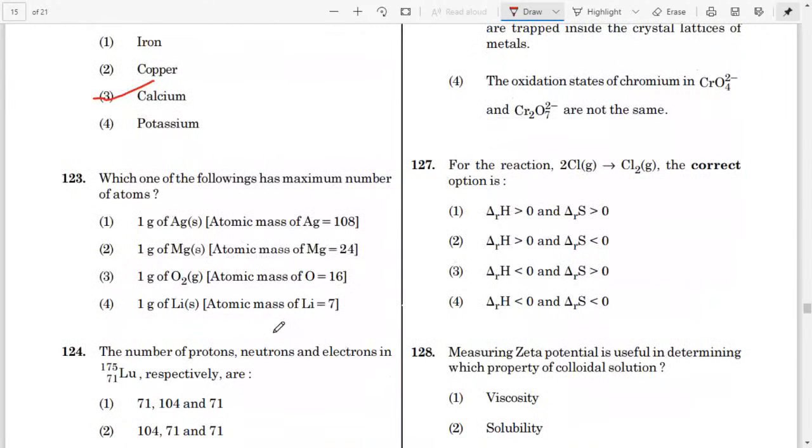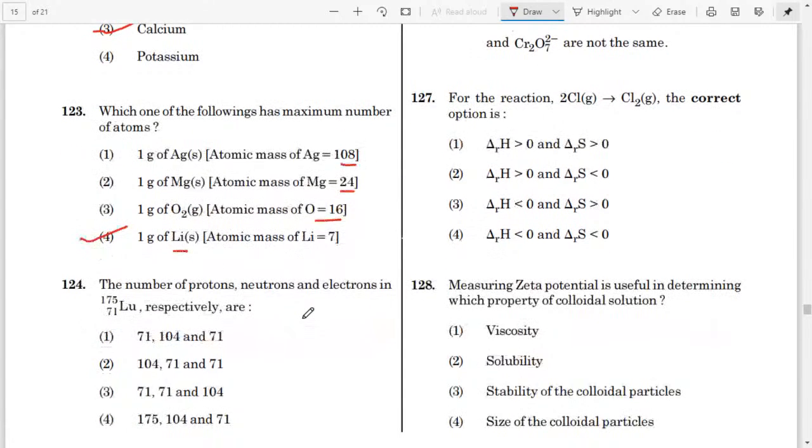Which one of the following has the maximum number of atoms? 1 gram of lithium, that is atomic mass 7, isn't it? The other has atomic mass 24. Which is the lowest atomic mass here? Lithium. So 1 gram of lithium will have more atoms, isn't it? Yes. So option number 1 is the correct option, students.